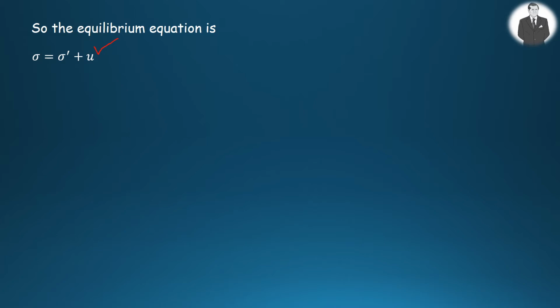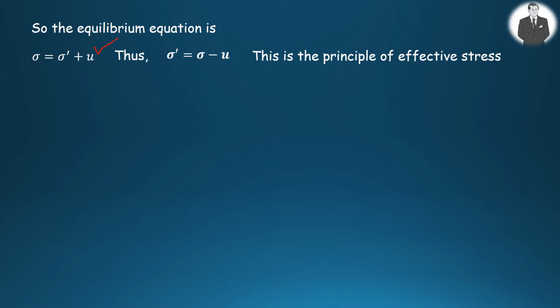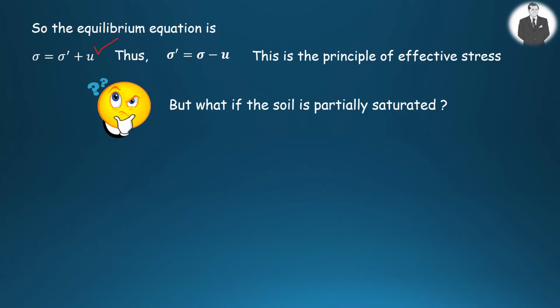Now, if we rearrange these equations in terms of effective stress, we get the principle of effective stress definition, which is the difference between total stress and pore water pressure. Now the question is, how can we determine the effective stress when the soil mass is not saturated? In other words, when the soil mass is partially saturated.